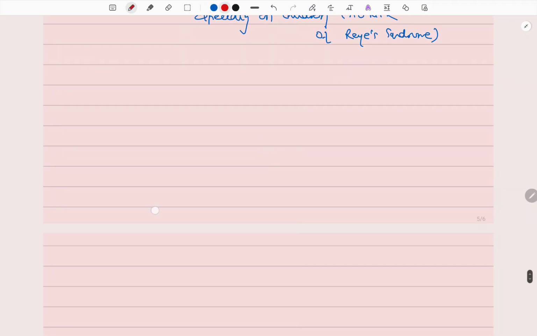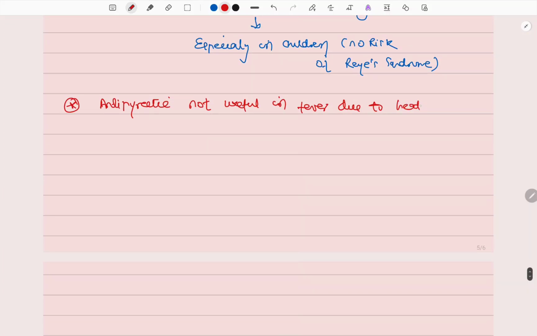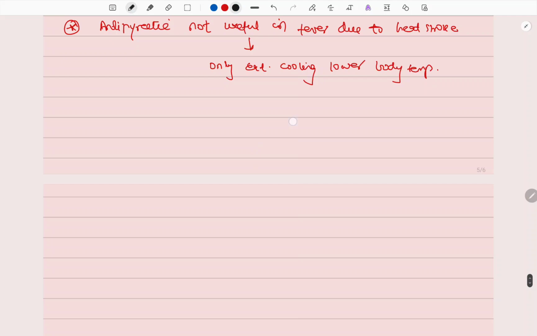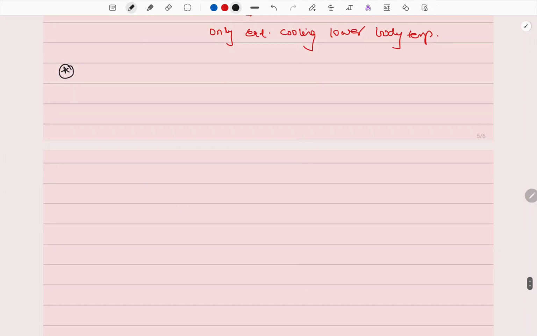But there is one exception: antipyretics are not useful in fever due to heat stroke, because here only external cooling lowers the body temperature. And where it is used means where we cannot use aspirin, like in a patient with gastric irritation, ulceration and bleeding, we will not give aspirin, but we can give paracetamol.